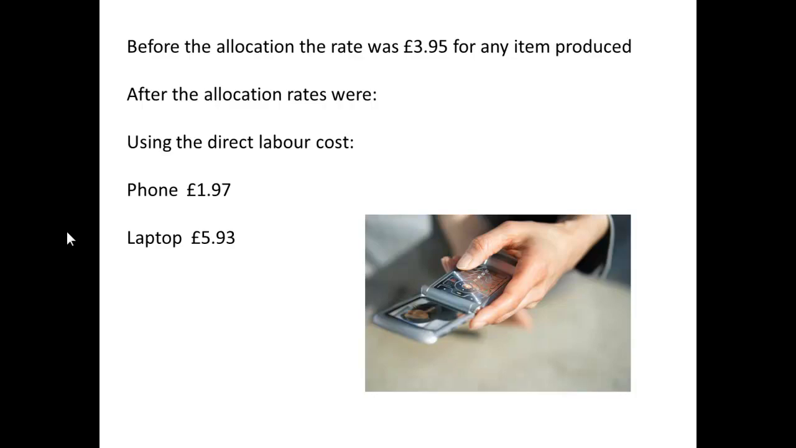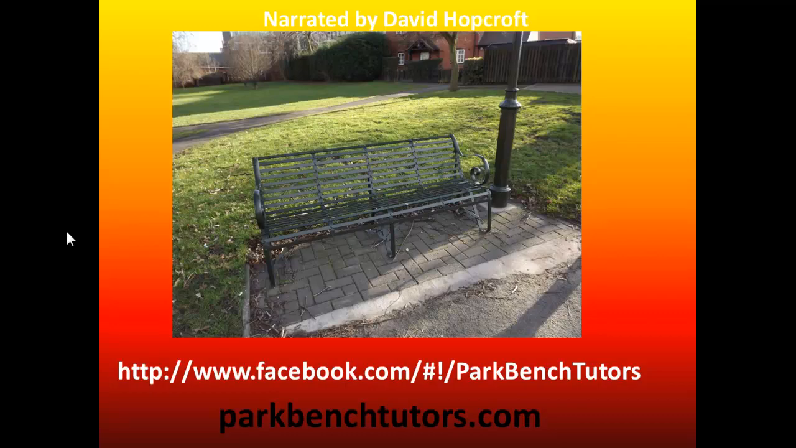So let's just look at that in summary. Before we used this method of allocation, we were just allocating all the overheads at a rate of £3.95 for any item, and we asked whether there was any other method of doing this. Well, there are. So, using direct labour costs, for example, we could then reallocate so that we got the phone getting £1.97 per unit and the laptop £5.93 per unit. Now remember, in costing and in managerial accounting, we're always looking for more accurate methods of applying costs and absorbing costs, and this is one way in which we might consider doing this.